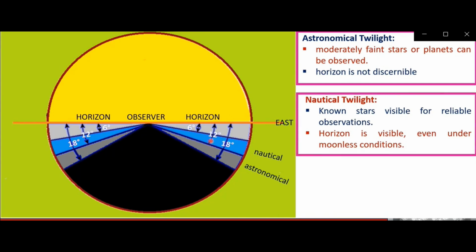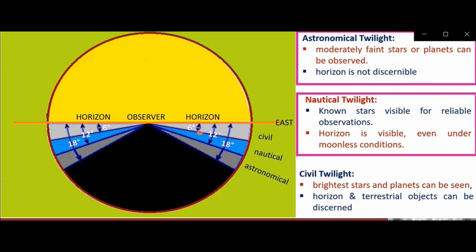Now, when the sun center reaches 6 degrees below the horizon, that is the beginning of the civil twilight. During civil twilight, only the bright or very bright stars and planets can be seen because the light has further improved. Horizon is not an issue because that becomes even more clear. So during the civil twilight period, if the stars or planets are visible in the sky, they can be very conveniently used for taking observations.